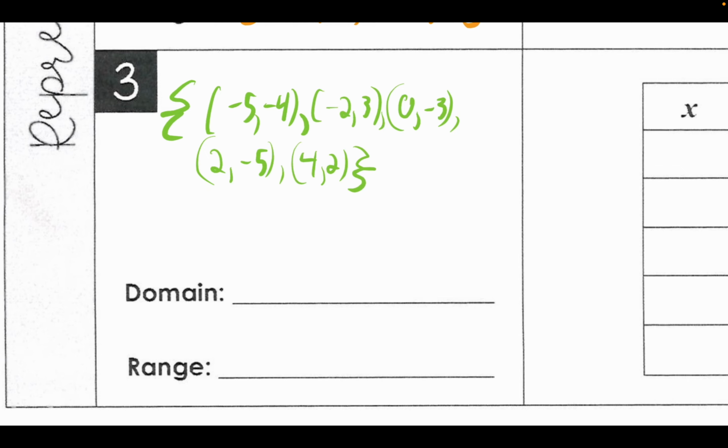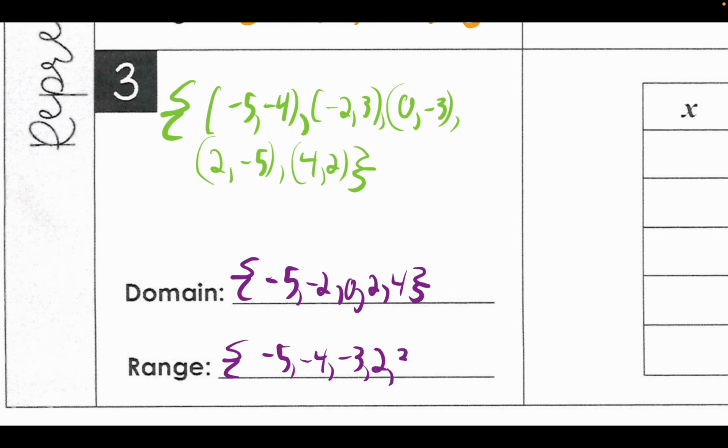And then I'm going to identify the domain and range. So the domain here, D colon, would be -5, -2, 0, 2, and 4. Once again, don't have to worry about the repeating, but you do have to still put them least to greatest. And the range, same thing, R colon, -5, -4, -3, 2, and 3.